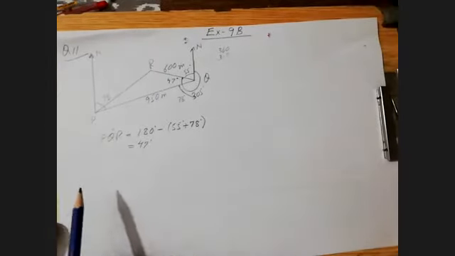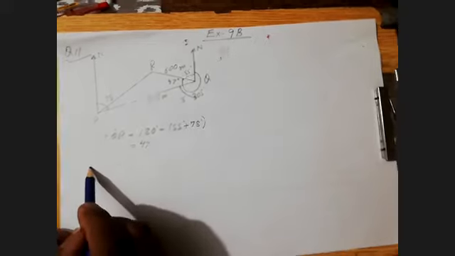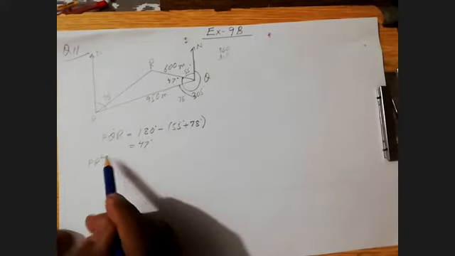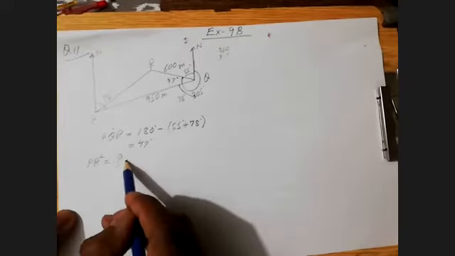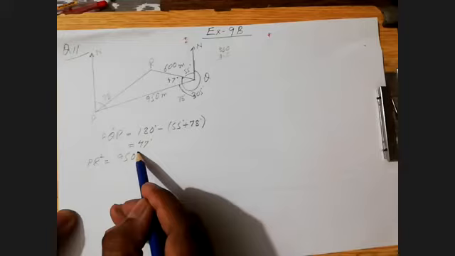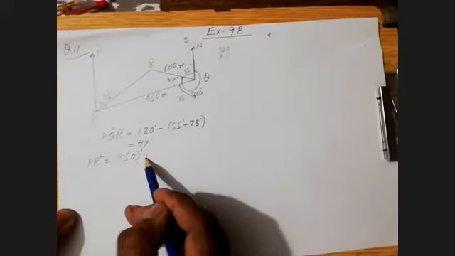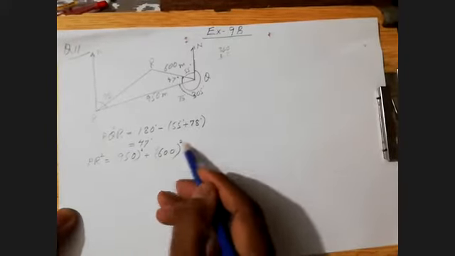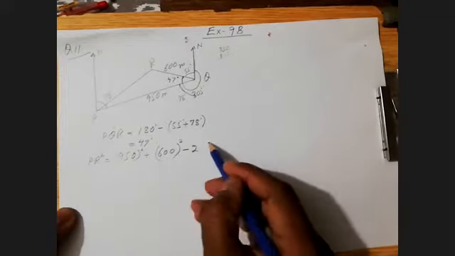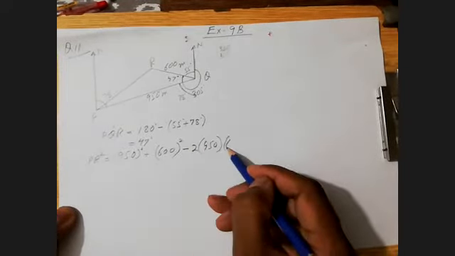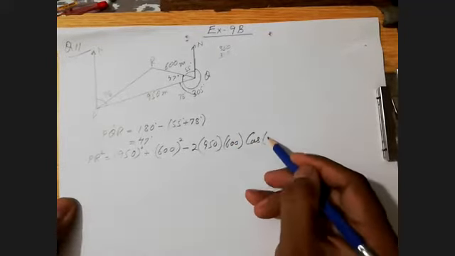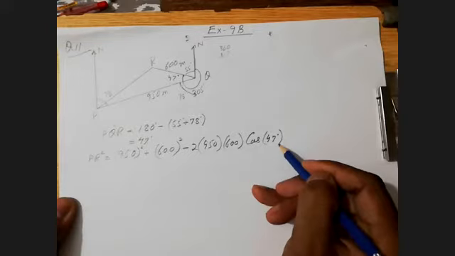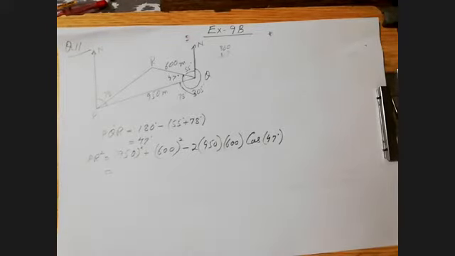I hope that you are very good at applying the sine or cosine rule. PR square is equal to 950 square, minus 2 times 950 into 600 into cos of the included angle, which is 47 degrees. I am directly applying the cosine rule because I hope that you have practiced it at home also. Now please do the calculations and let me know the answer.